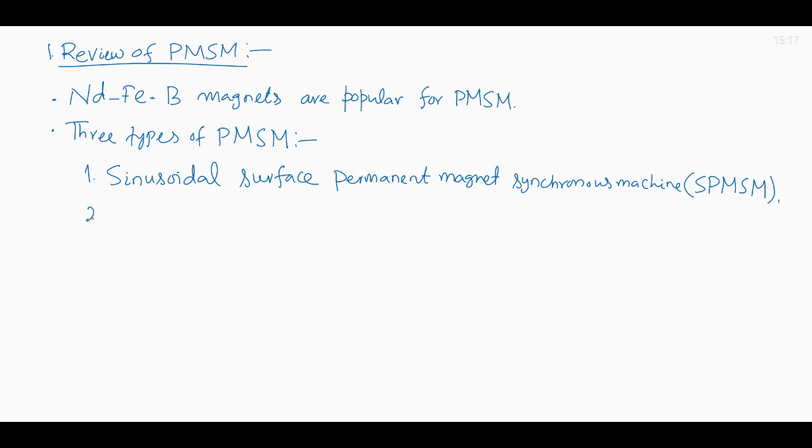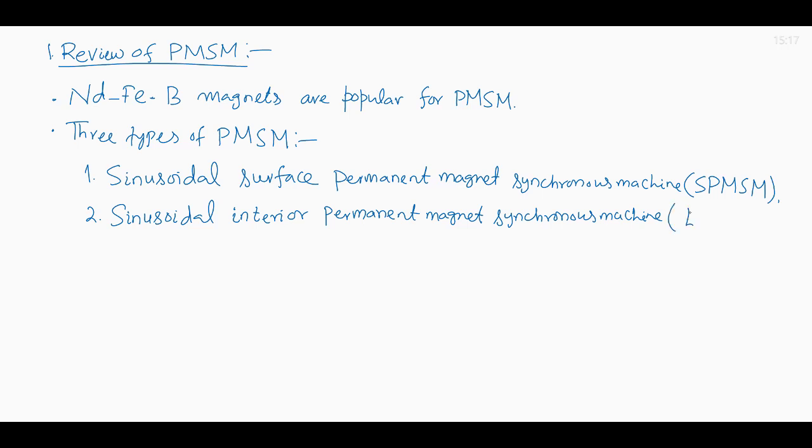Second one is sinusoidal interior permanent magnet synchronous machine. Previous one was surface permanent magnet, and this is interior permanent magnet. Previous one was abbreviated as SPMSM, and this is abbreviated as IPMSM, interior permanent magnet synchronous machine.